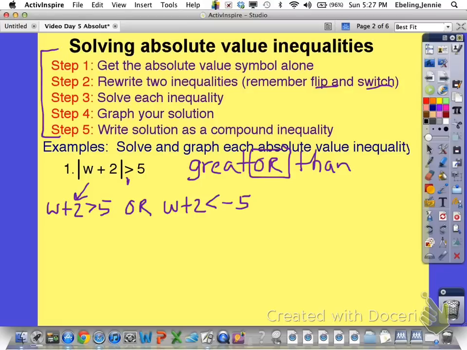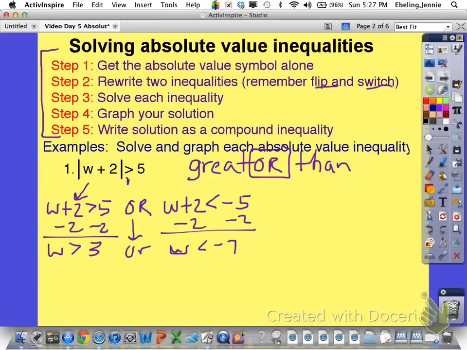Now when I do that, I have a compound inequality that I need to solve, so I'm going to subtract 2 from both sides. I have w is greater than 3. I'm going to bring my "or" down. I'm going to solve the other one on the right-hand side, and I'm going to have w is less than negative 7. That is my solution, and then now I want to graph that.